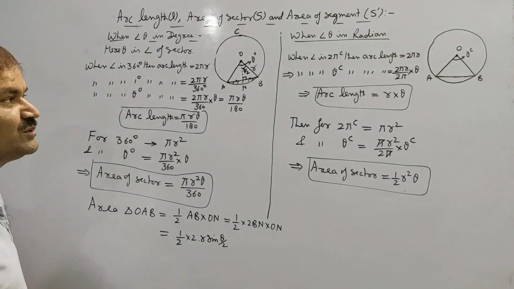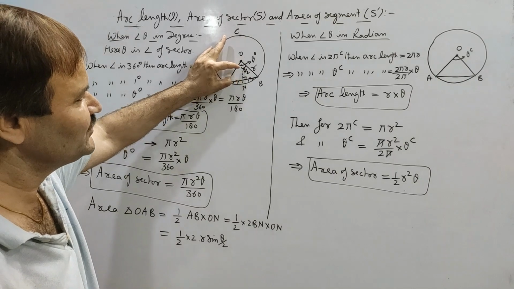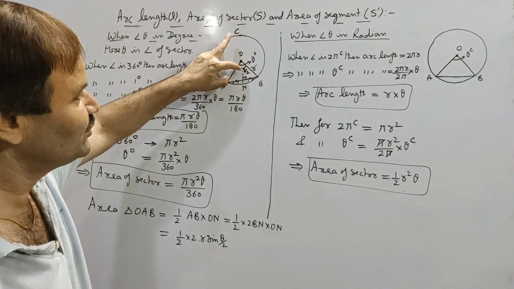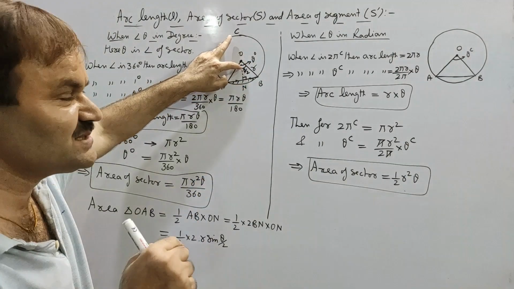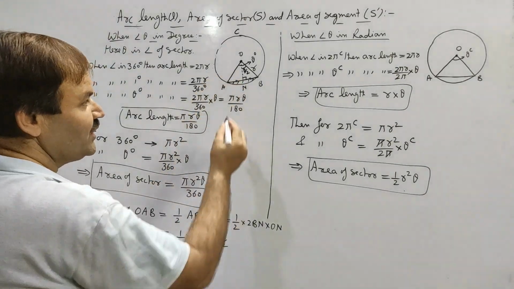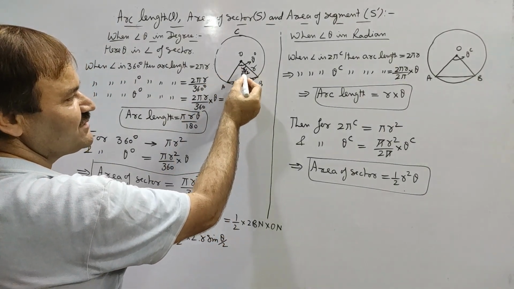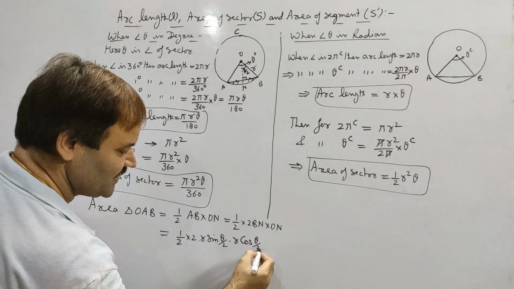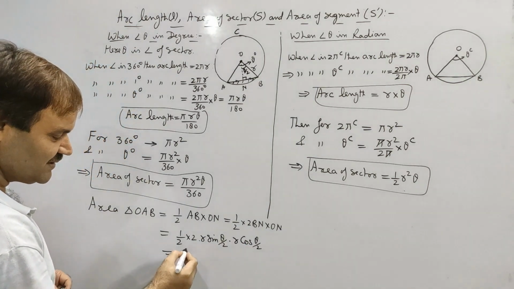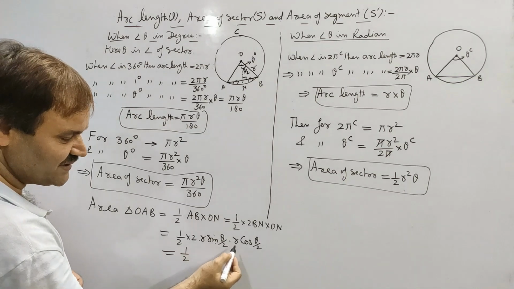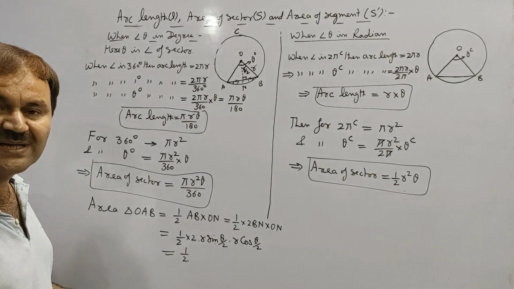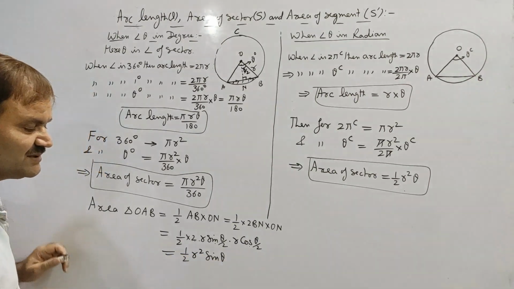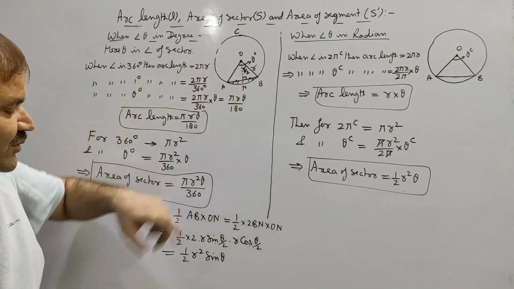And what about base for angle theta by 2? This base will be hypotenuse into cos theta by 2, because cos theta is base upon hypotenuse. So ON will be base for angle theta by 2 and will be R cos theta by 2. This implies half into 2 sin theta by 2 cos theta by 2 becomes sin theta. So half r square sin theta will give the area of triangle OAB.